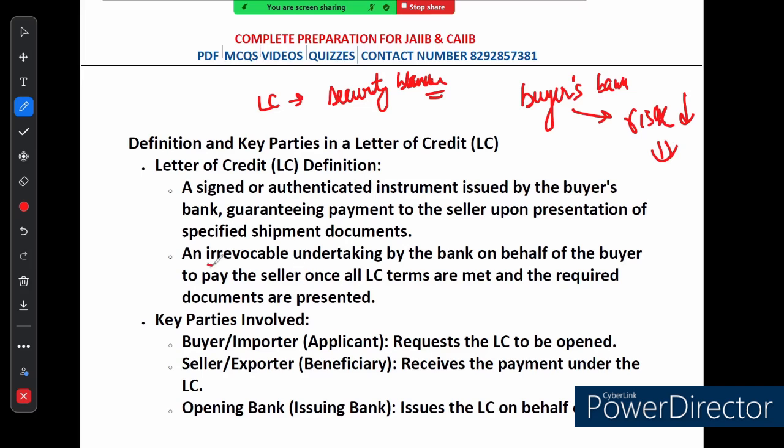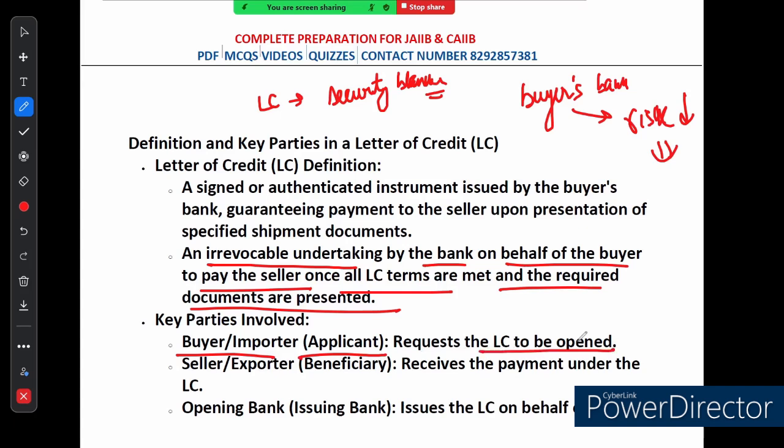That is called an irrevocable undertaking by the bank on behalf of the buyer to pay the seller once all the LC terms are met and the required documents are presented. So now let's talk about the key parties involved in an LC. First we have the buyer or the importer, which is also called the applicant. This is the person or company who requests the letter of credit to be opened by the bank. So this buyer or importer goes to their bank and requests the bank to open the LC.